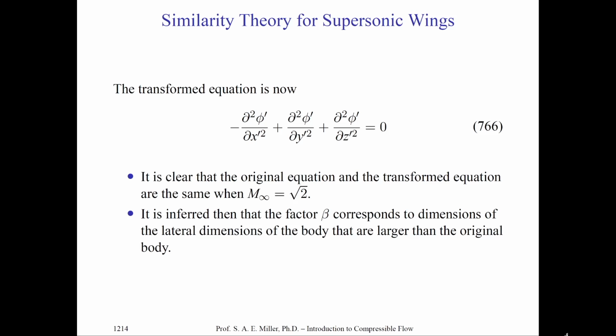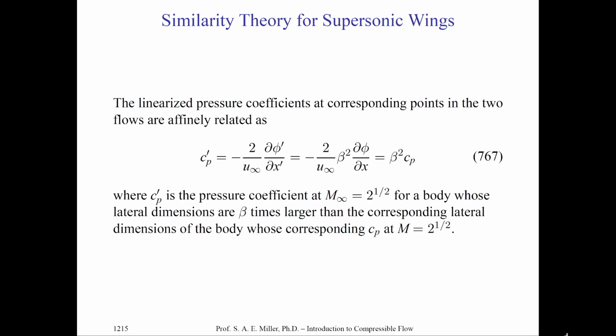That is, it's a closed similarity theory for M infinity, of course, equals 2 to the half power, the square root of 2. Now the linearized pressure coefficient, if we can solve that equation or find it in a wind tunnel and transform it to a flight at corresponding points in two flows, are related as C prime equals beta squared C sub p. Now C sub p is the pressure coefficient at M infinity of 2 to the half, the square root of 2, whose body lateral dimensions are beta times larger, that is 1.414 times larger than the corresponding lateral dimensions of the body, corresponding to the pressure coefficient at 2 to the half.